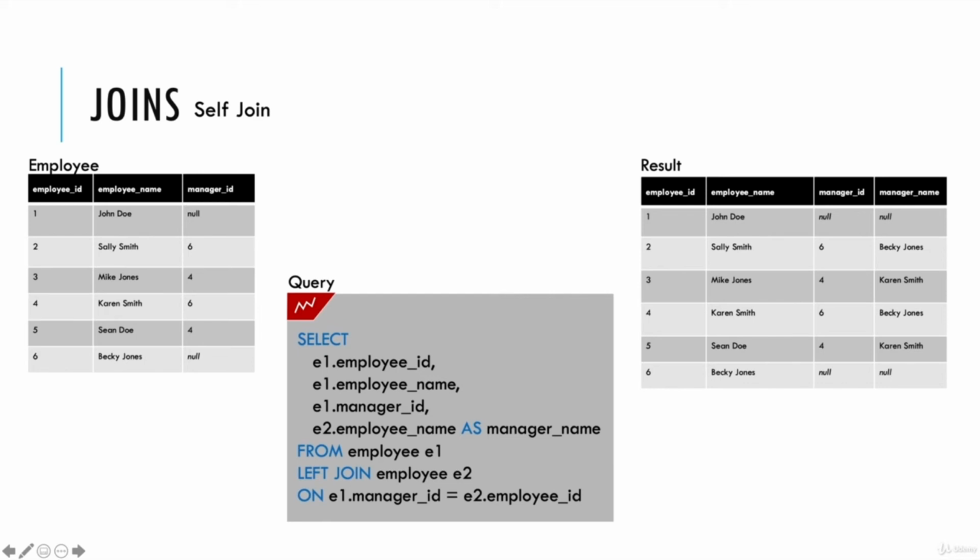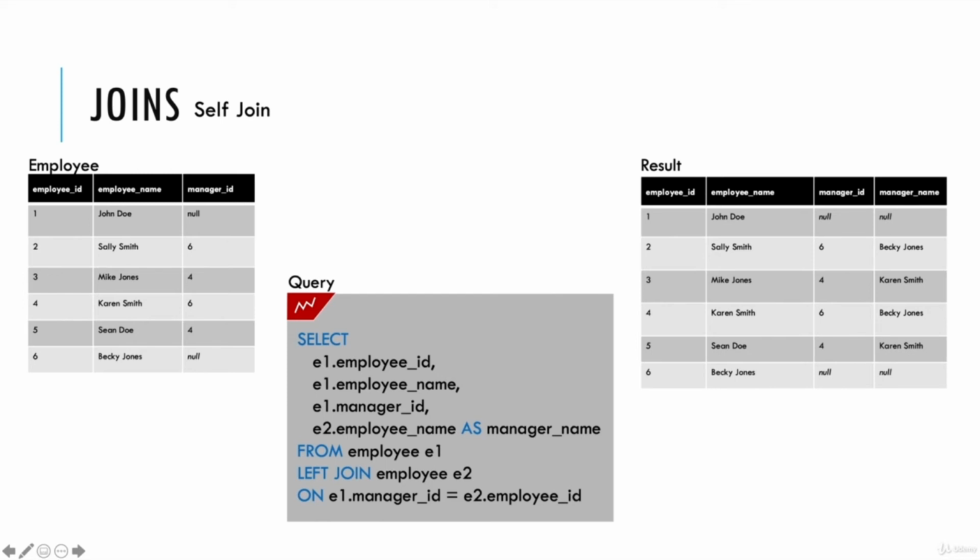So let's walk through a couple examples. In the first record, employee number 1 is John Doe, and John Doe does not have a manager, so that's not super helpful. But if we look at employee number 2, Sally Smith, their manager is manager ID number 6, and we look at the very bottom of the table, manager ID number 6 is Becky Jones. So what we want to do is bring back all the information from the employee table, but also add on the manager name.